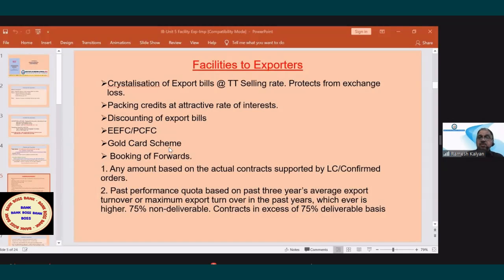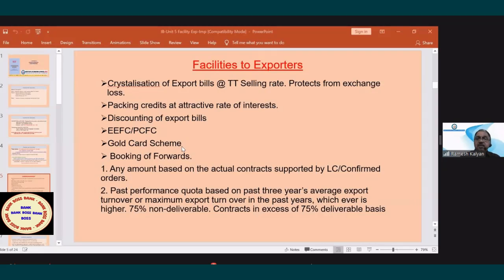Then the gold card scheme is a special scheme allowed by the Reserve Bank of India and the Ministry of Commerce, where they get preference. A person who has a good track record in exports is eligible for the gold card scheme. There they have three benefits. Number one, their proposal should be speeded up. Any ad hoc limit should be given immediately. Renewal of the limit should also be given immediately. They should not be denied. Another thing, in respect of collateral security and all, they should be given preference.